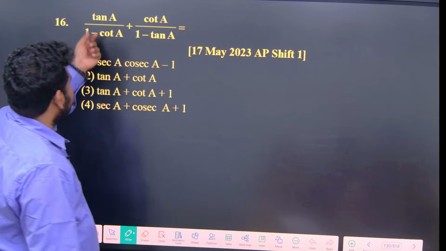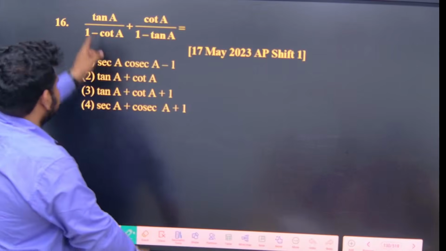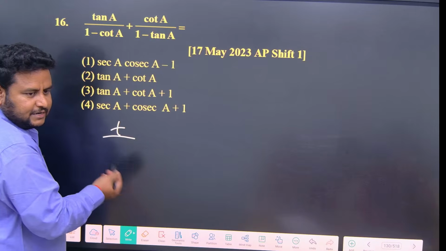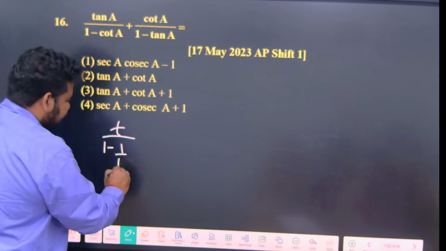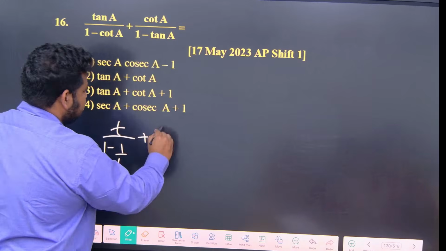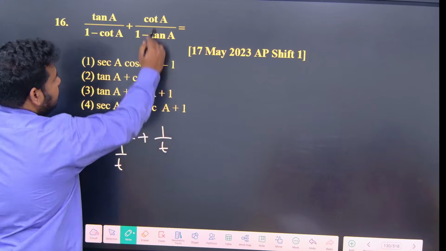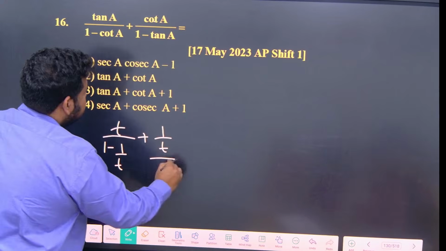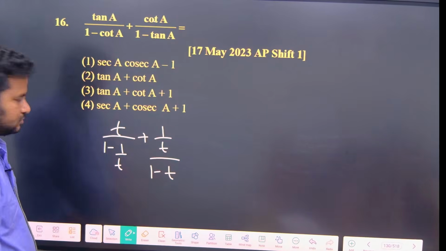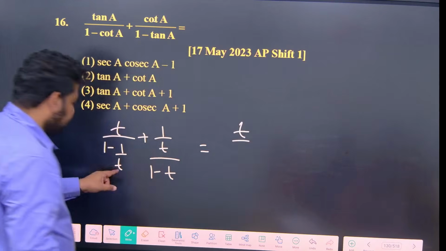Now see here, tan A by 1 minus cot A plus cot A by 1 minus tan A. So tan A I will write it as just t, cot A I will write it as 1 by tan, 1 by t. This will be 1 minus 1 by t, because every angle is A only. Plus cot A I can write it as 1 by t, by 1 minus t. Either convert everything to tan or convert everything to cot. Correct, no? So if I take this, this will become t by t minus 1.